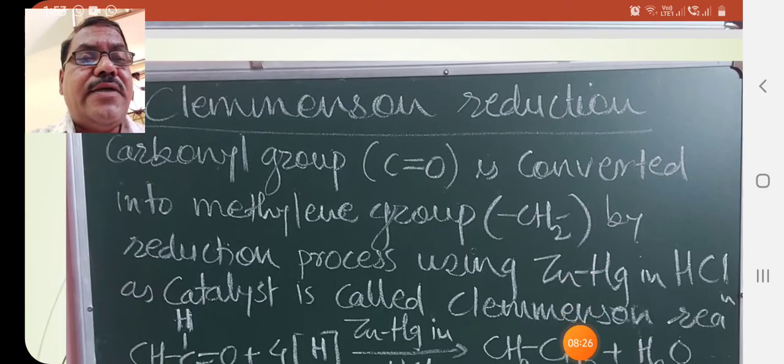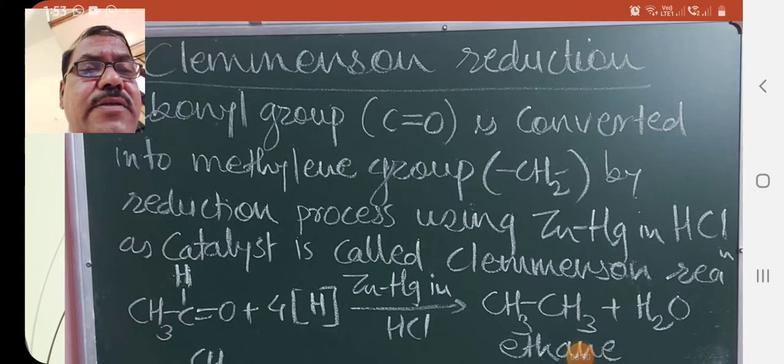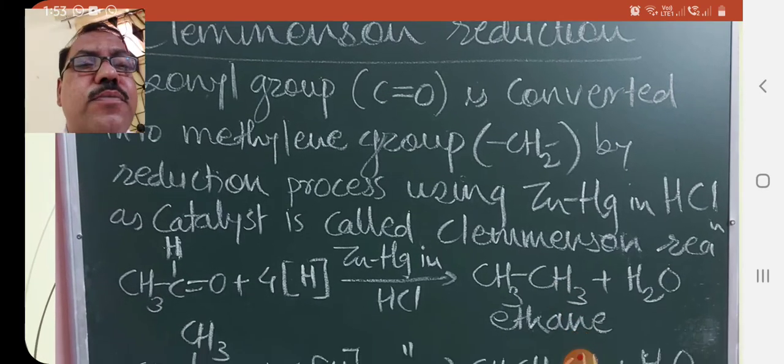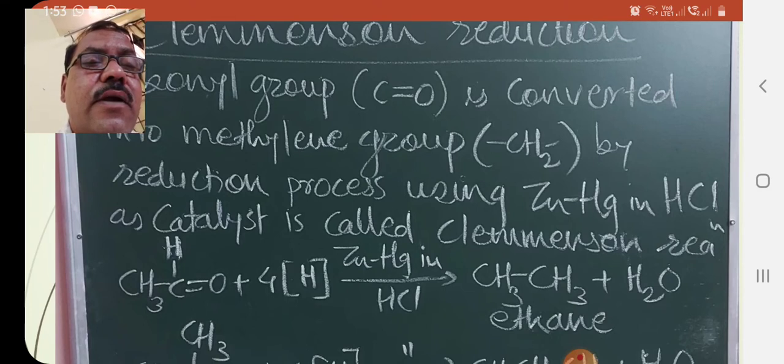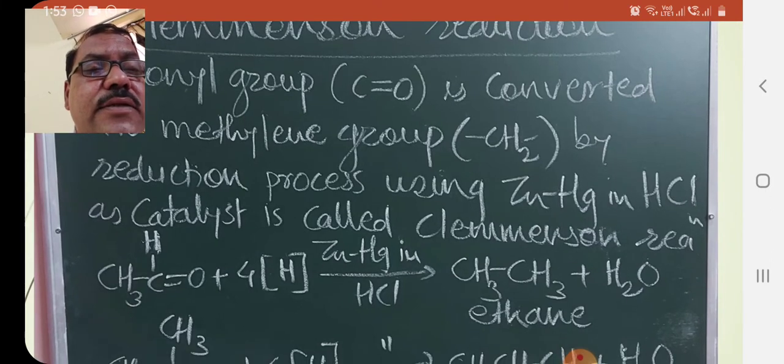Now, the third reaction is Clemmensen's reduction reaction. In Clemmensen's reduction reaction, the carbonyl group, the CO group, is converted into a CH2 group, that is, a methylene group. That is, aldehydes or ketones are converted into alkanes by a reduction process. For this reduction, zinc and mercury in HCl is used. It is also called zinc amalgam in HCl.